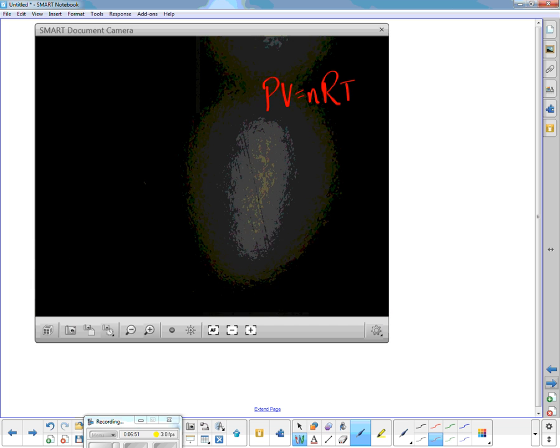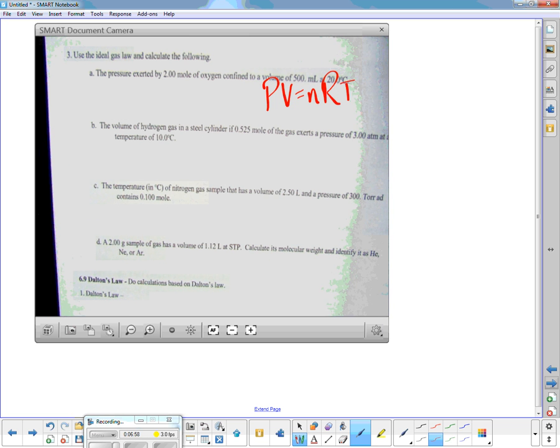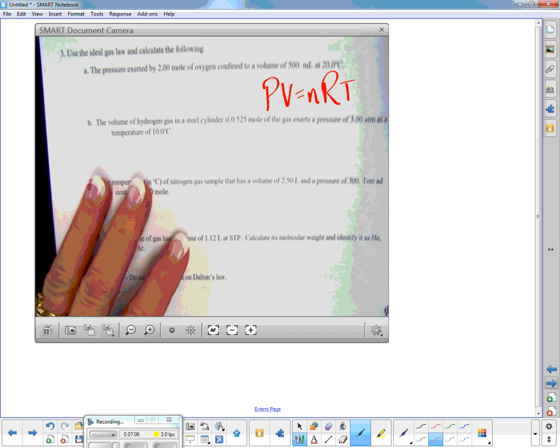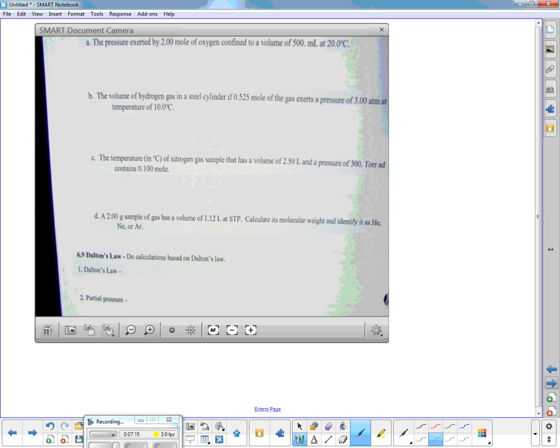Avogadro's law is when you hold pressure and temperature constant, but you change the number of moles, and that affects the volume.